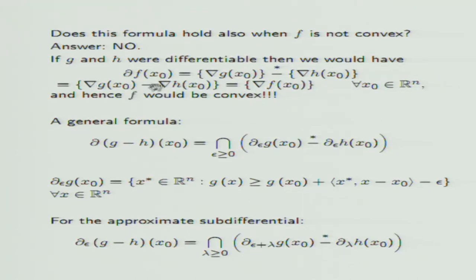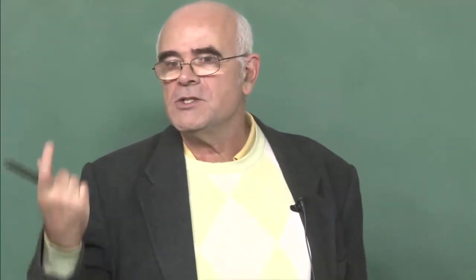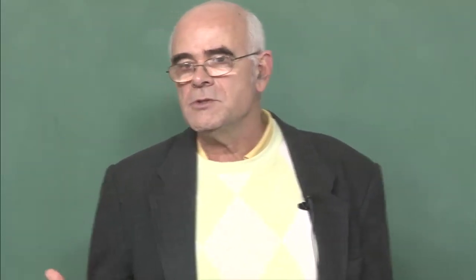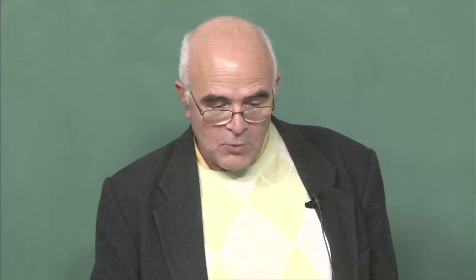They coincide. So we would have the singleton of the difference of the gradients, which is the gradient of the difference. But in particular, it would be non-empty everywhere. And non-emptiness of the subdifferential everywhere means the function is convex. So the conclusion would be, if that formula would hold true in the general case, every function which is the difference of two differentiable convex functions would be convex. And this is obviously not true.